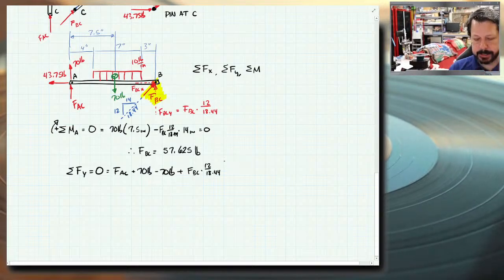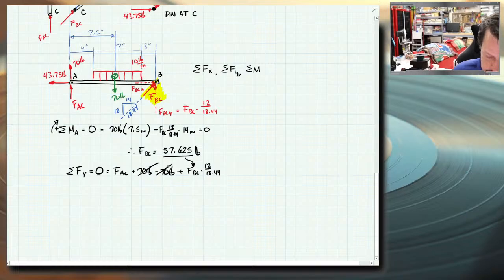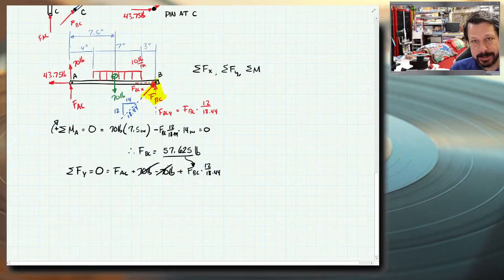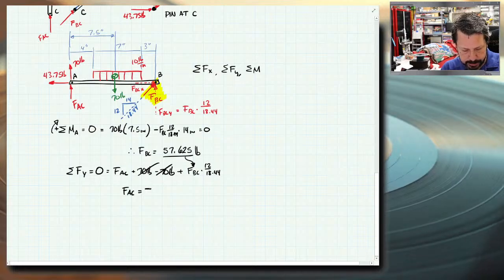And those have to add to 0. I just found a value for FBC, so I can plug that in, and the only unknown is the force in AC. So the 70 minus 70, they cancel each other out. When I plug in this 57 for FBC and move AC to the other side of the equal sign, FAC ends up a negative number: 57 times 12 divided by 18.44, 37.5.